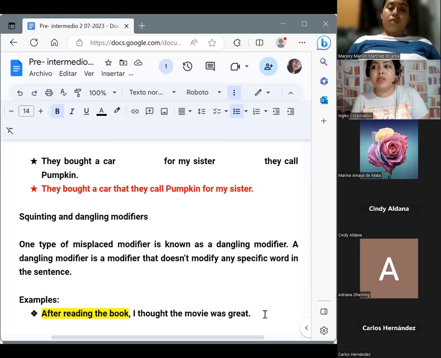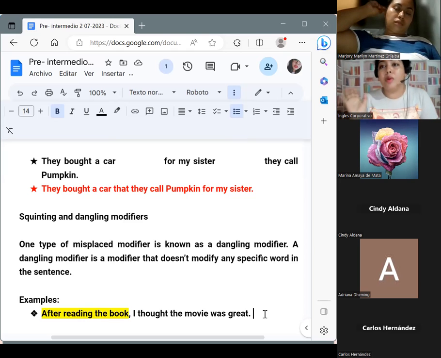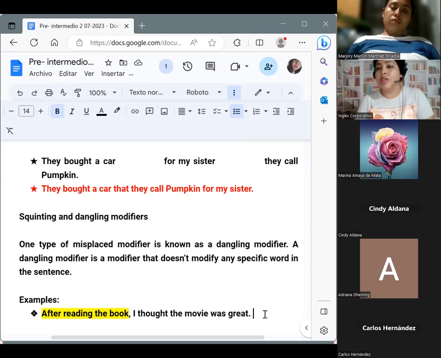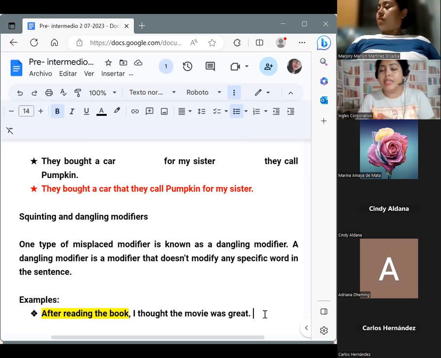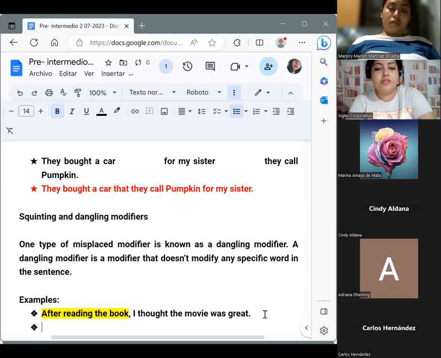After reading the book, I decided to make a document explaining different points of the book. After reading the book, I decided to read another novel. But we need to match the ideas with the second part of the sentence. But in this case, we are not matching the idea. Next one, before leaving.